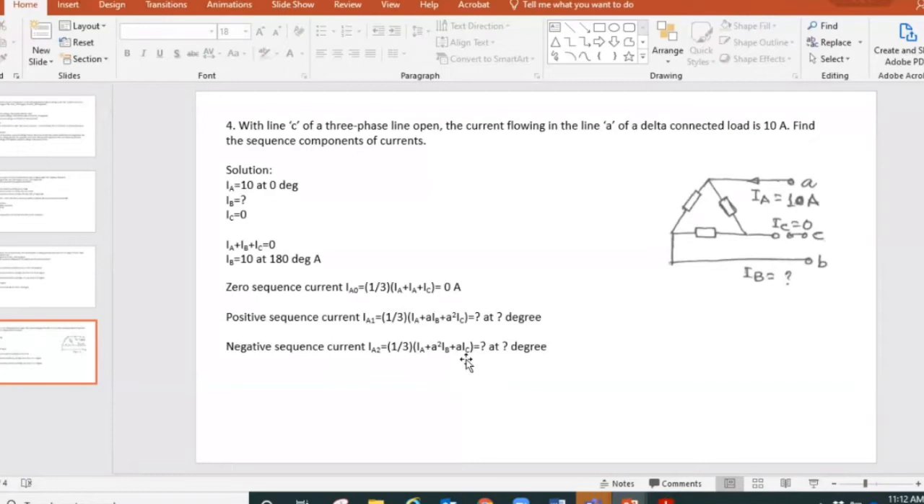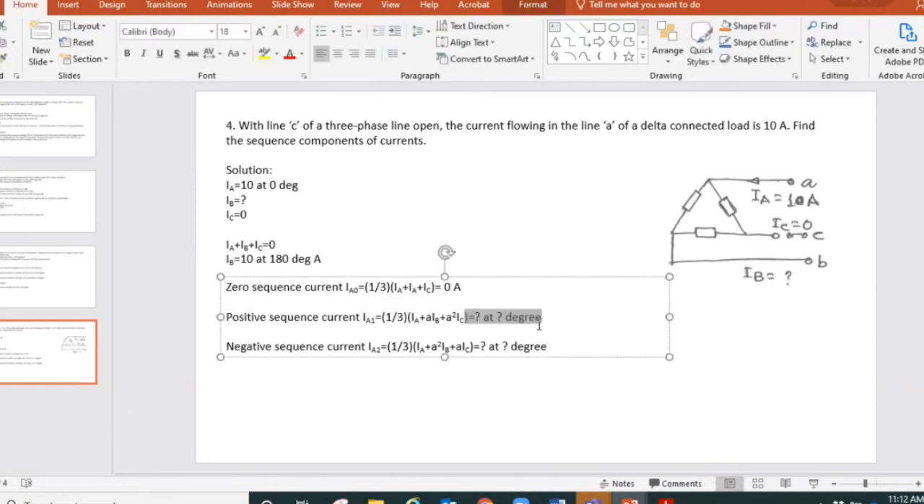And then the positive sequence, when you get it, let me know. So I got 5.77 at an angle of minus 30 degrees. Yes, that is also correct. 5.77, minus 30 degree. And then we'll have to find out IA 2. So for that I got 5.77, but this time the angle is positive 30 degree. That's correct. So we got all the three values.